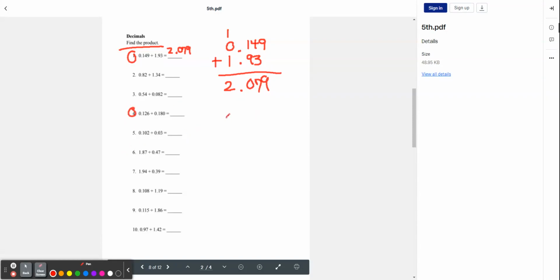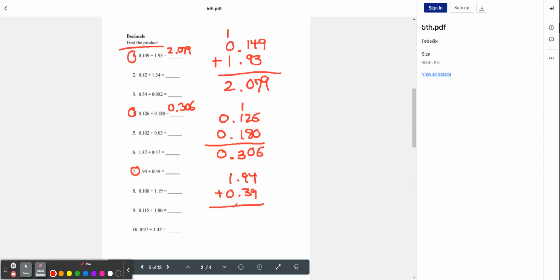Let's try 4. Remember, you have to line up the decimal points. Then we can add. And we get 0.306 as our answer. 7, 1.94 plus 0.39. 2.33 is our answer.